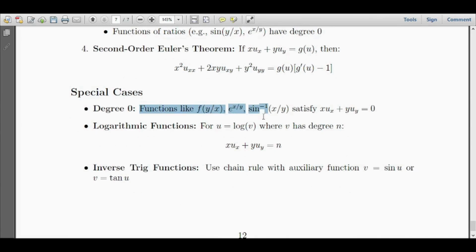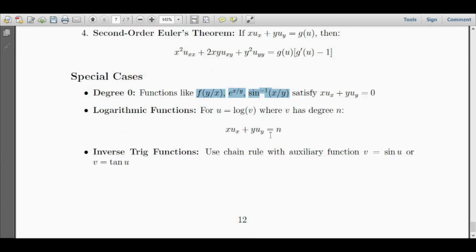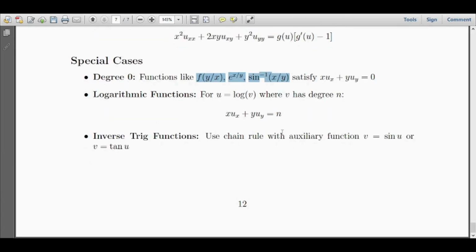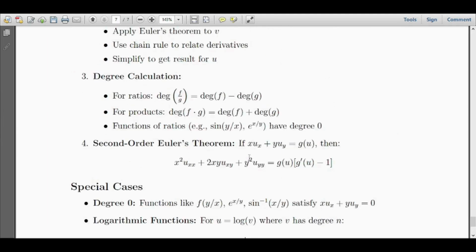And these are the special cases. Functions like f of y by x, e to the power x/y, sin inverse of x by y satisfy x ∂u/∂x + y ∂u/∂y equals 0, because these are homogeneous functions of degree 0, so we get n into 0. For a logarithmic function u equals log v, where v has degree n, x ∂u/∂x + y ∂u/∂y equals n. For inverse trigonometric functions, we use the chain rule with auxiliary functions, that is v equals sin u or v equals tan u. Thank you.